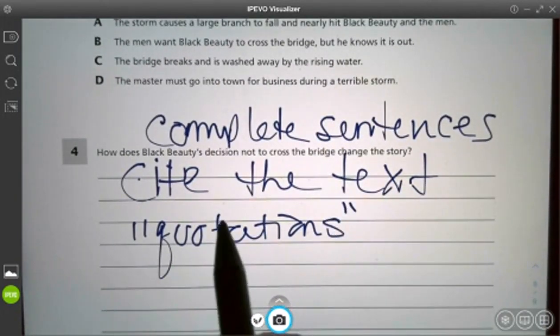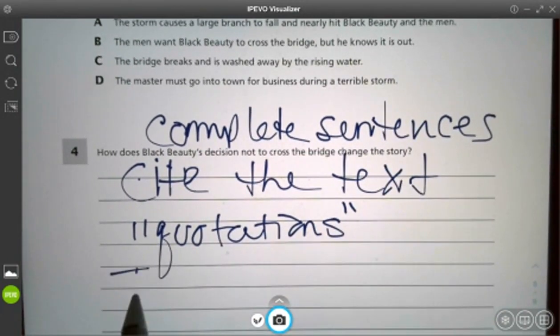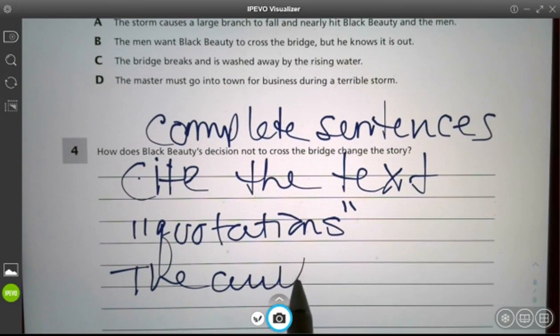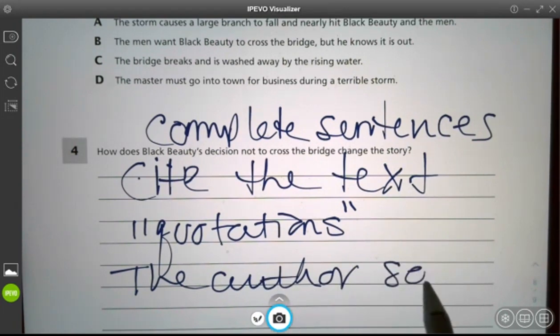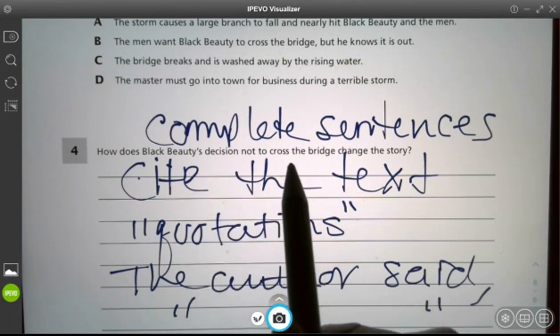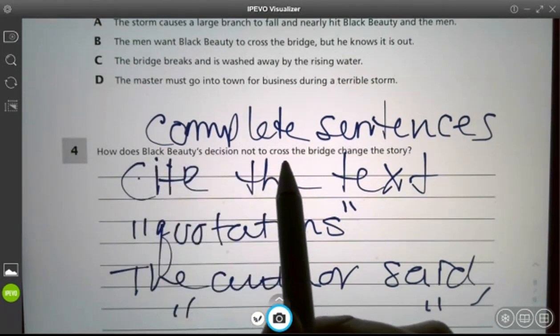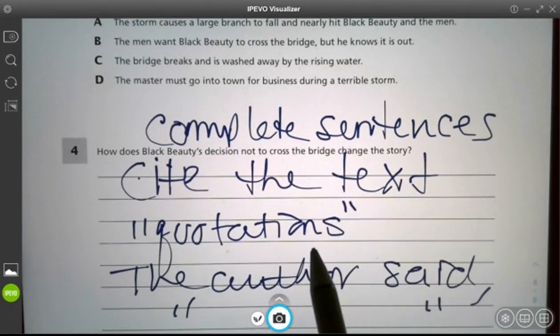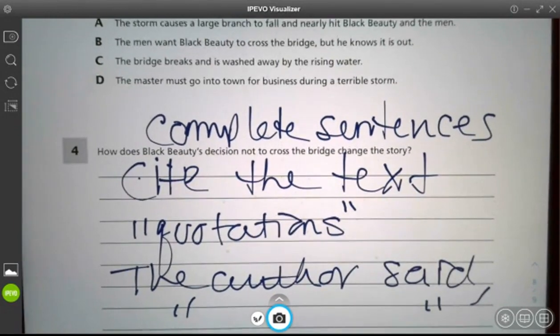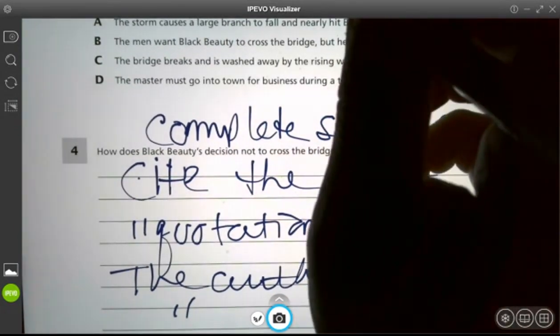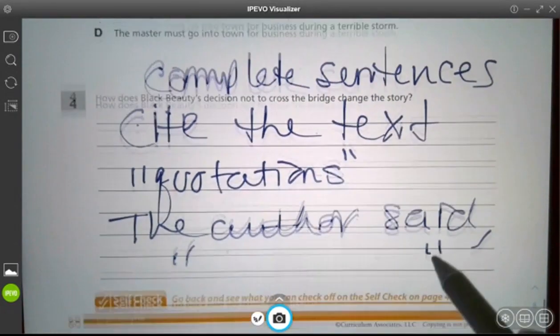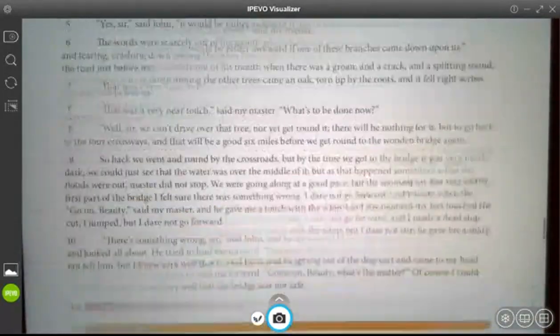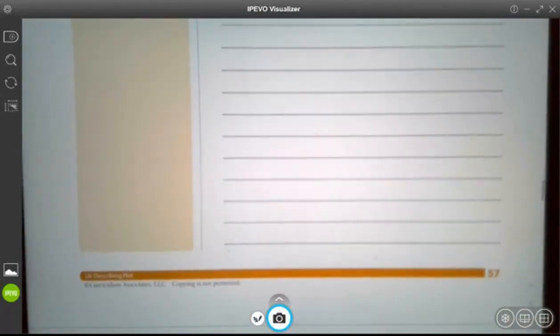It could be the author said. You should say things like that. The author said, and then quotations. Or you should say things like Black Beauty's decision not to cross the bridge changes the story by, and then you can reference the text. Okay. So remember, this is all due by Wednesday. You can get started on that after this video.